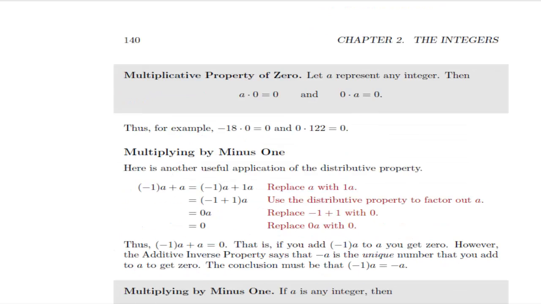So the multiplicative property of 0. Let a represent an integer, then a times 0 equals 0, and 0 times a equals 0. Thus, for example, negative 18 times 0 equals 0, and 0 times 122 equals 0.